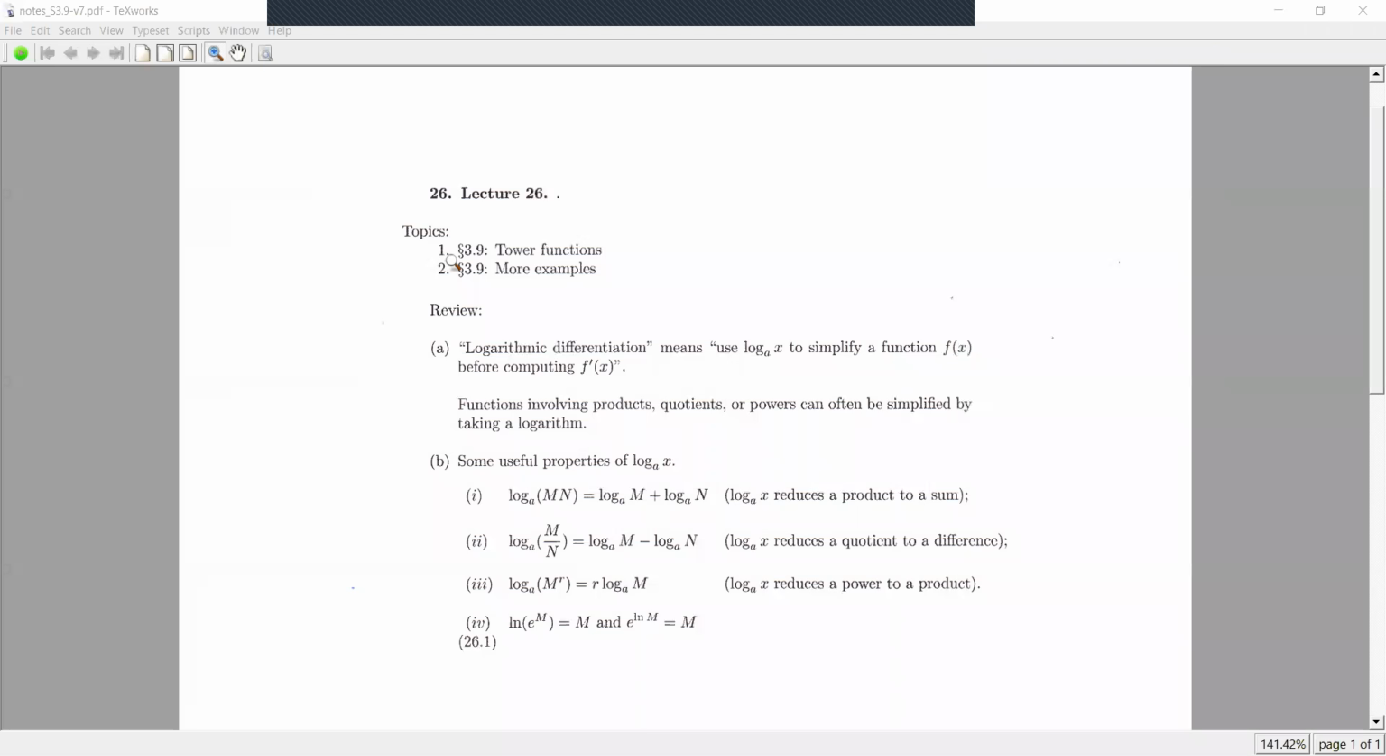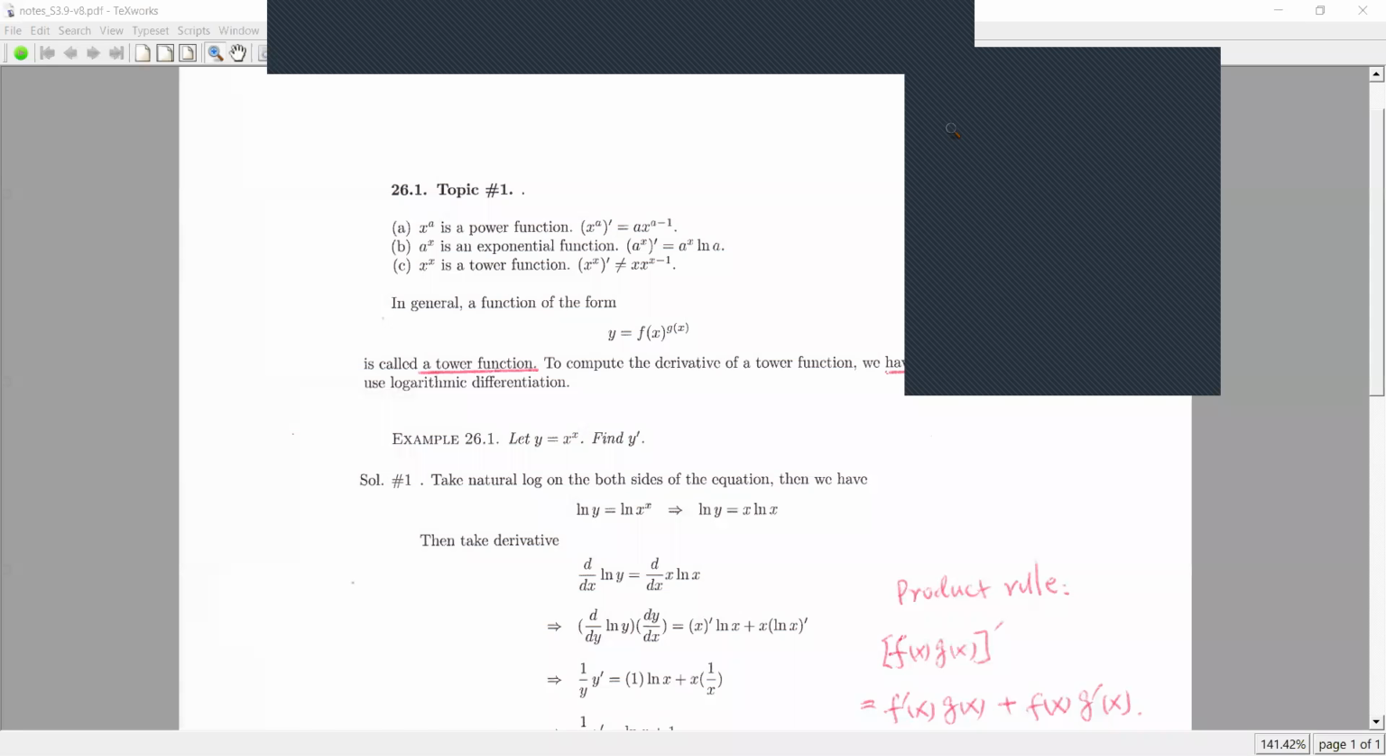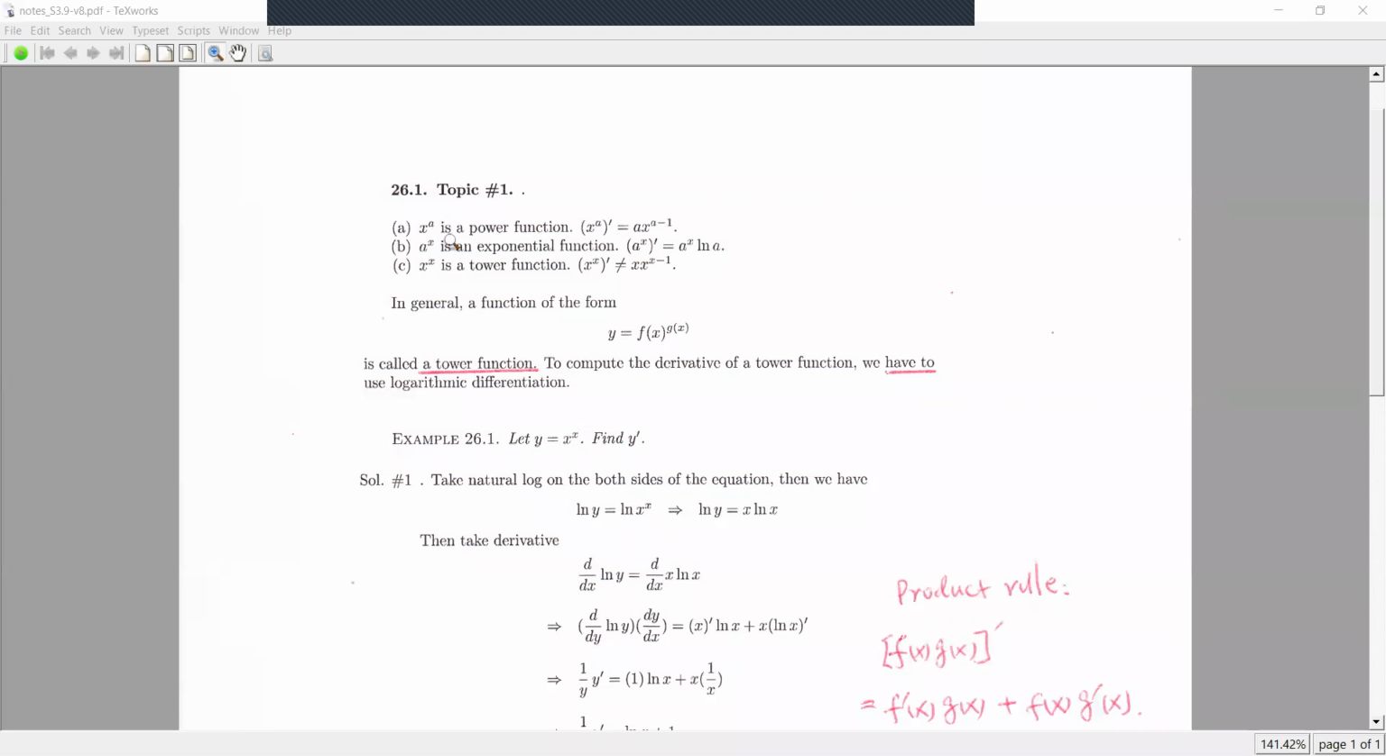Now, topic one, tower functions. Recall that x to a is a power function. In a power function, the base is a variable and the power is a constant. The formula to compute the derivative of a power function is this. The derivative of x to a is a, the power, times x to a minus 1.